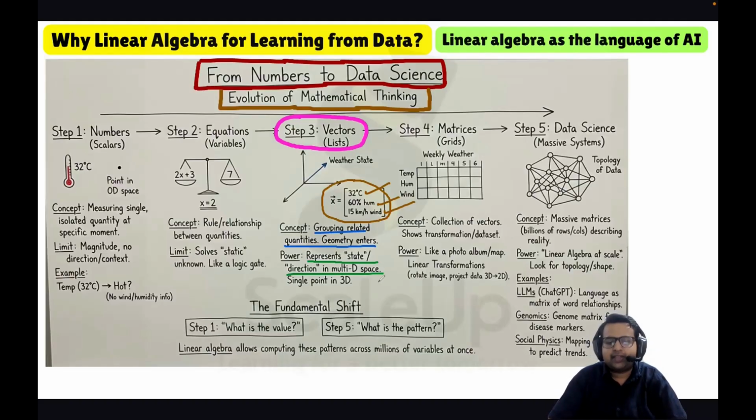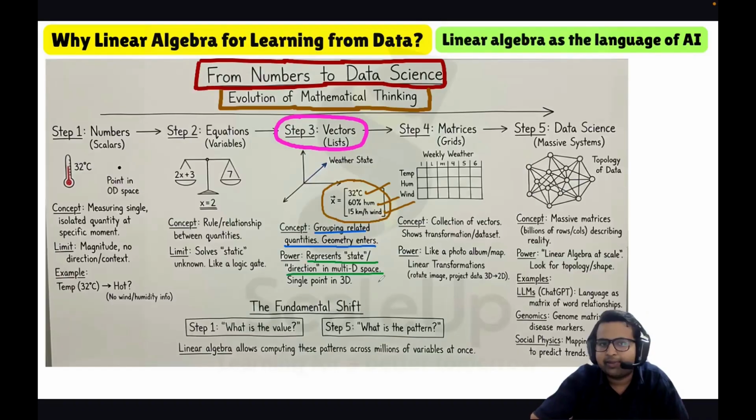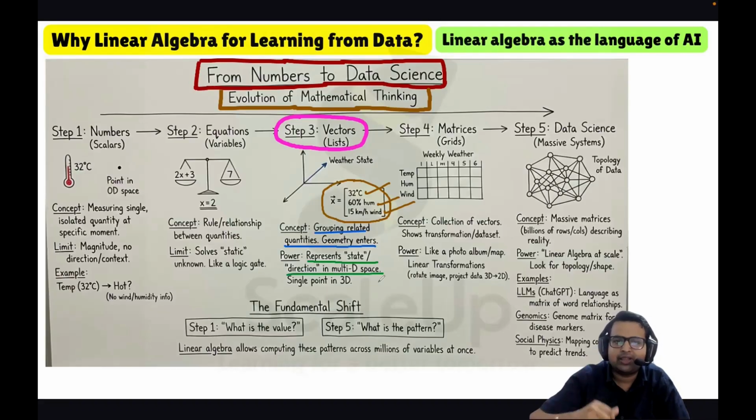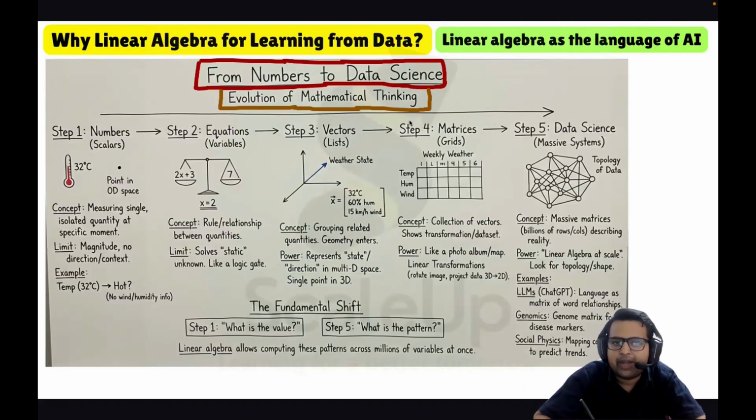Now the weather is a single point in 3D space. So that is what a vector is. Now we can realize the evolution of mathematical thinking, like how we started with numbers, the single isolated quantities, to vectors, which are groups of related quantities, grouping related quantities into a single mathematical object.